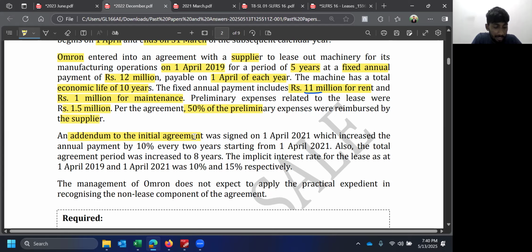Tell me. If we are signing an addendum, that means what? This is a lease modification. Exactly. This is a lease modification. Good.